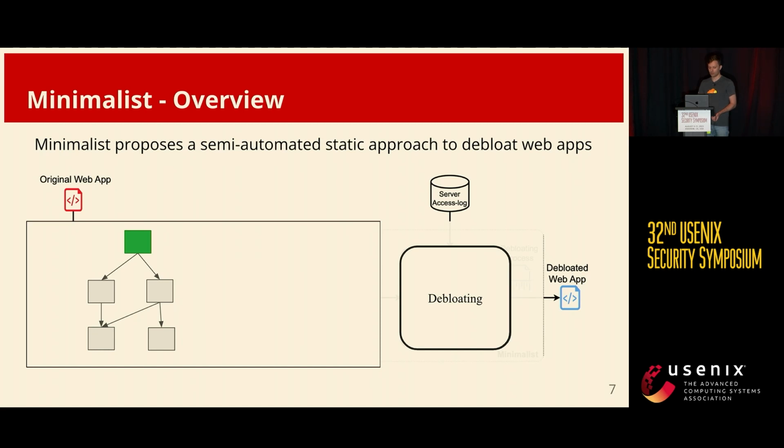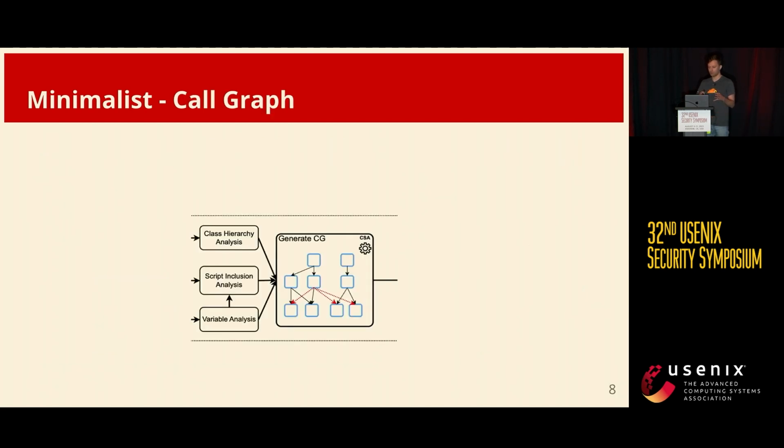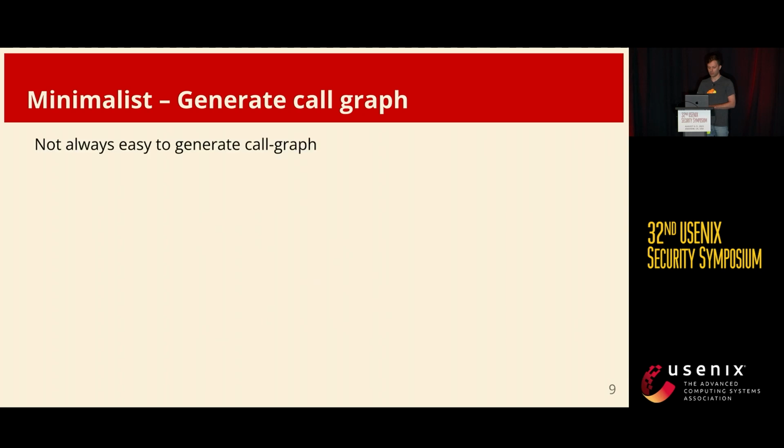But as it turns out, now focusing on the call graph generation, it is not that simple to generate a call graph, especially for PHP applications. Some of the challenges that we faced are variable script inclusions, where in PHP you can use a variable to determine which specific PHP file needs to be included. Similarly, you can use the value of a variable to determine which target function needs to be called.